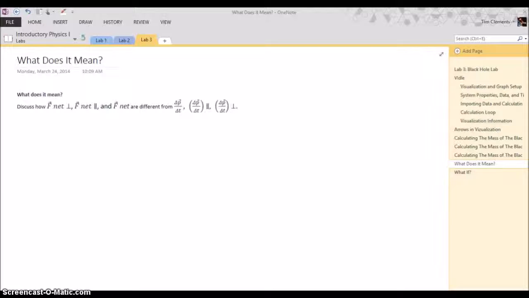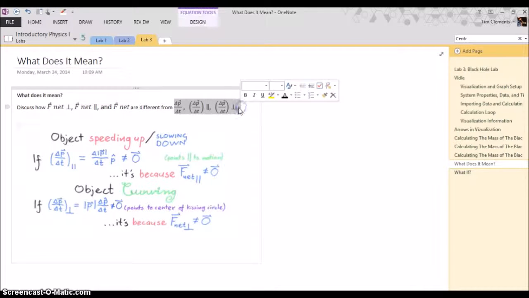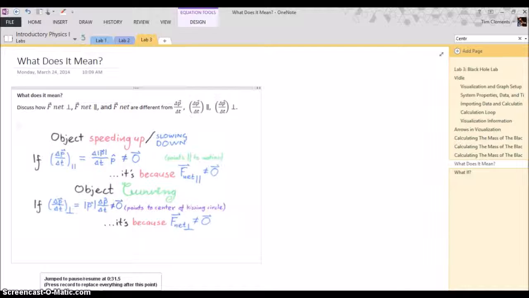What does it mean? Discuss how F-net perpendicular, F-net parallel, and F-net are different from the change in momentum over the change in time, the change in momentum over the change in time parallel, and the change in momentum over the change in time perpendicular. These are all effects of these. The forces cause the momentum. Specifically, F-net parallel is the cause of delta p over delta t parallel, and F-net perpendicular is the cause of delta p over delta t perpendicular.